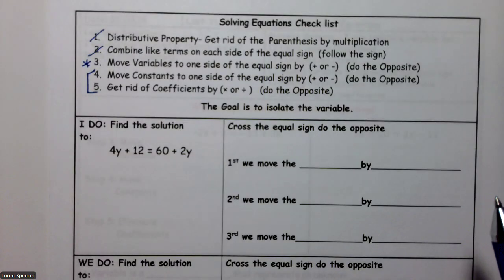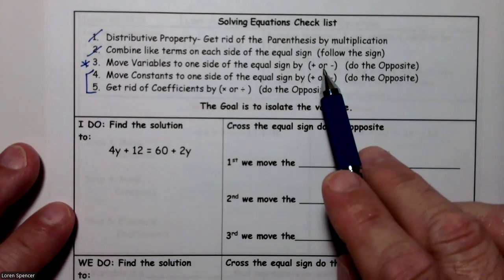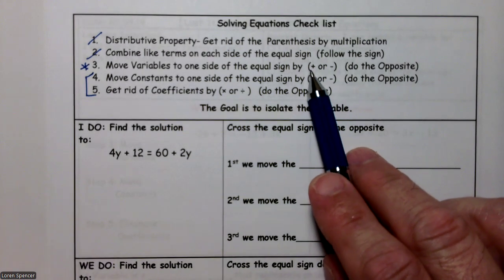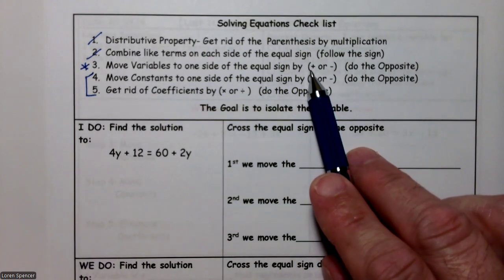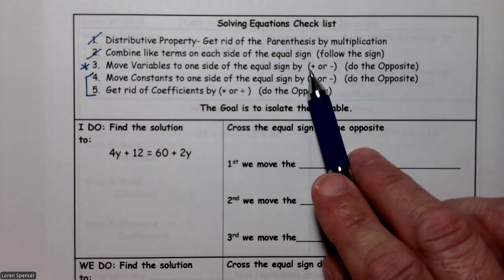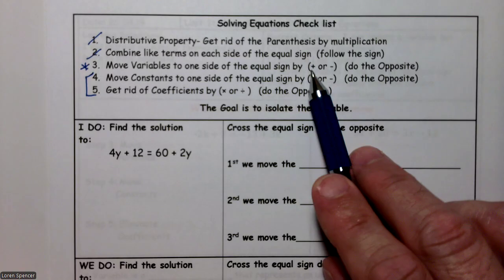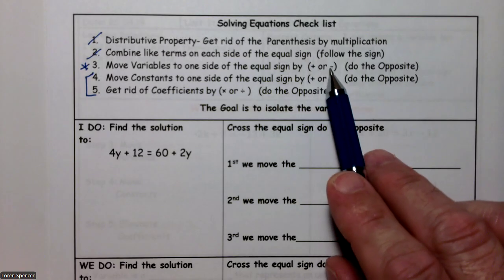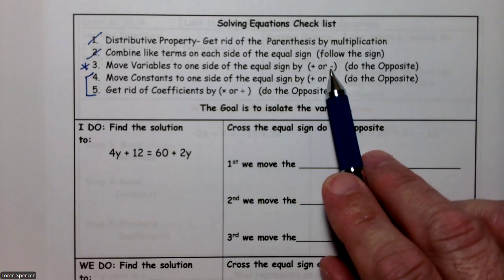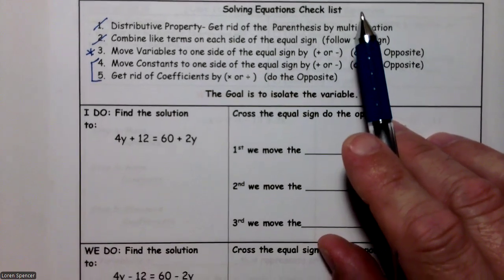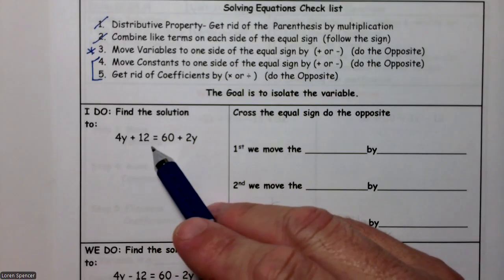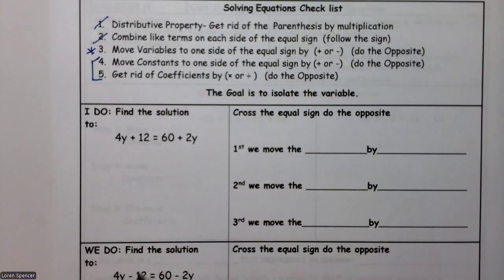And anytime you cross the equal sign, you're doing the opposite operation. In this case, we have a plus or minus, so if it says add, we're going to subtract. If it says subtract, we're going to add. Yeah, we're going to be rebels and do the opposite. All right. So we have 4y plus 12 equals 60 plus 2y.